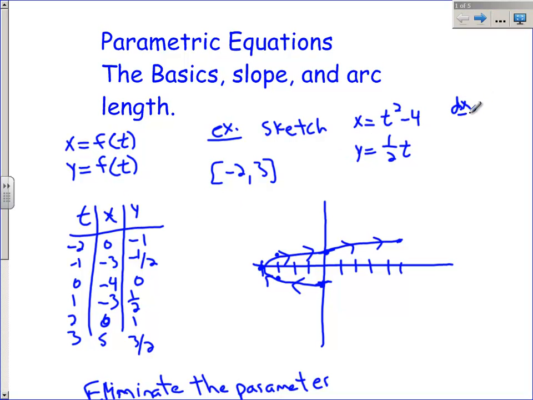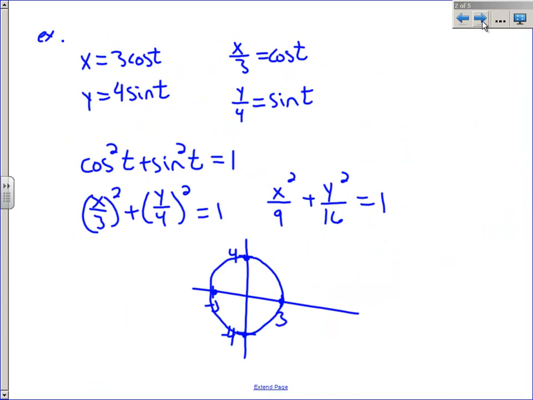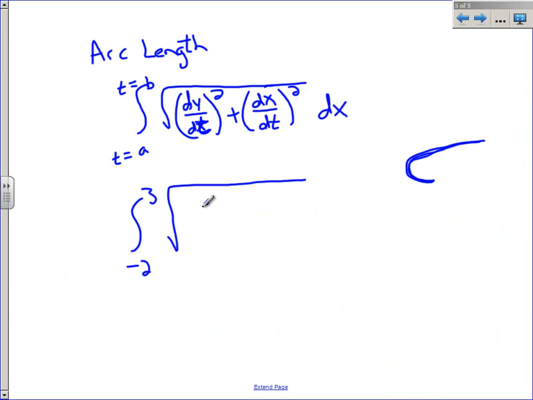So dx/dt is 2t, and dx/dt squared is 4t squared. And dy/dt is 1/2, so dy/dt squared is 1/4. So let's take a look at how that would look in our formula. This would be the integral of the square root of 4t squared plus 1/4 dt. And we can plug that into our calculator and figure out how far that went.